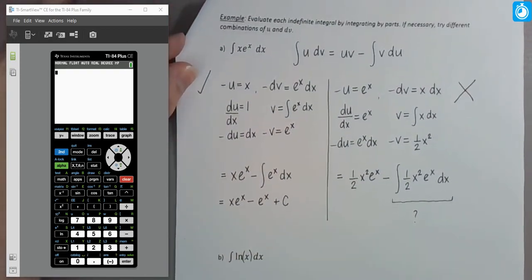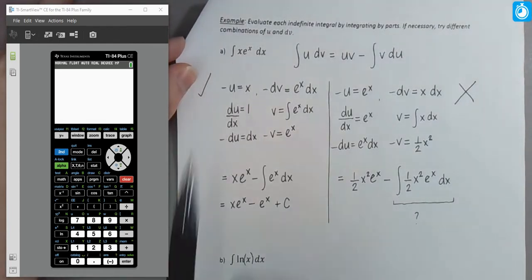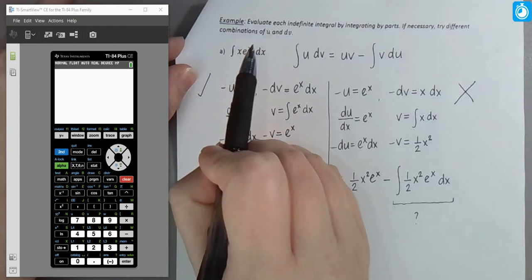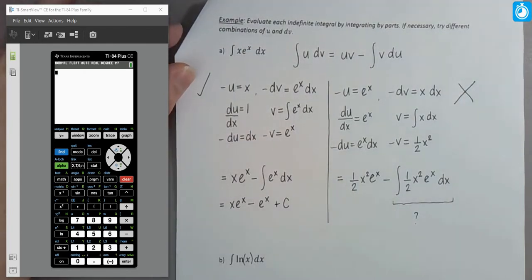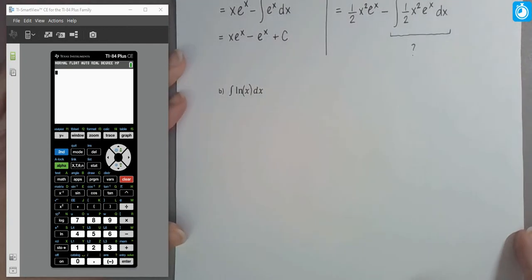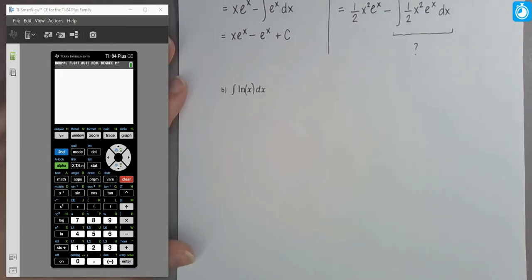The one above, structurally speaking, was very much a product of two things. x was a function involving x, e to the x was also a function involving x, and then we had our differential. And that's what we normally see when we use integration by parts. Because it comes from the product rule, we typically expect to use it when we're looking at a product of two functions that we're integrating. Well, here we don't have an obvious product of two functions.